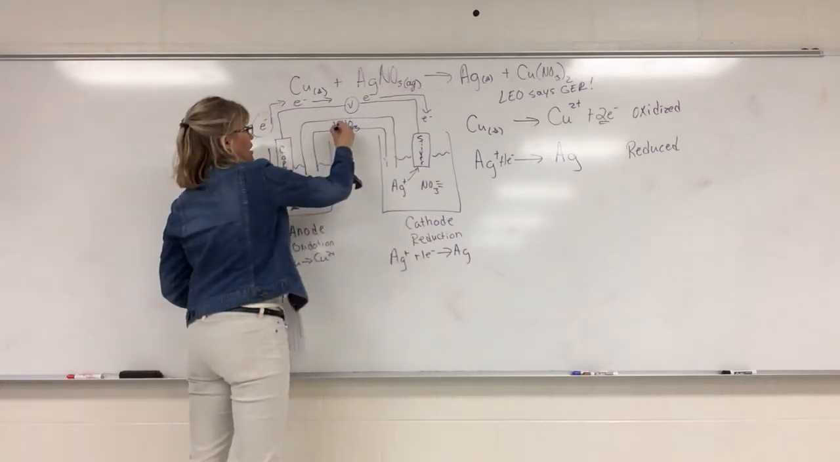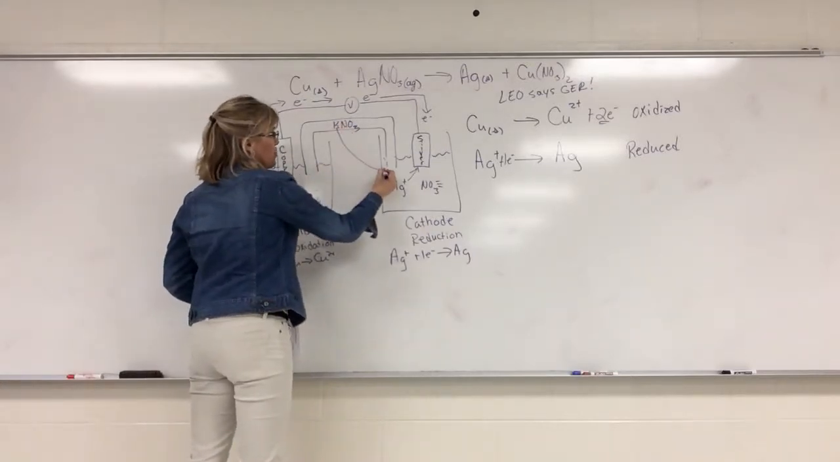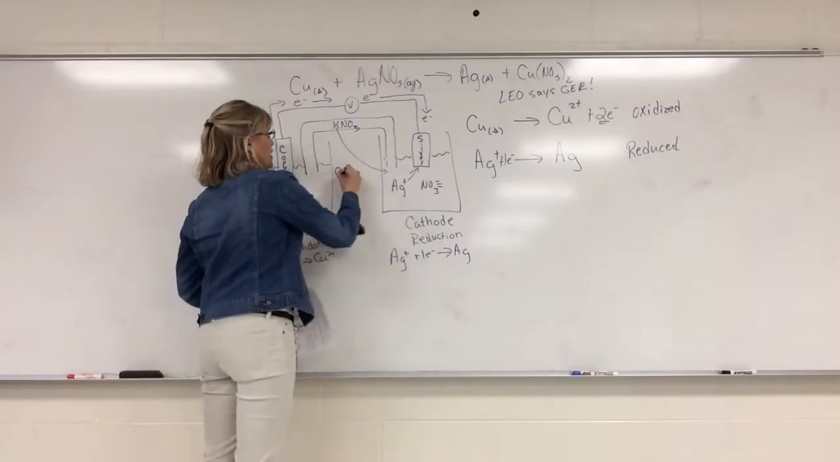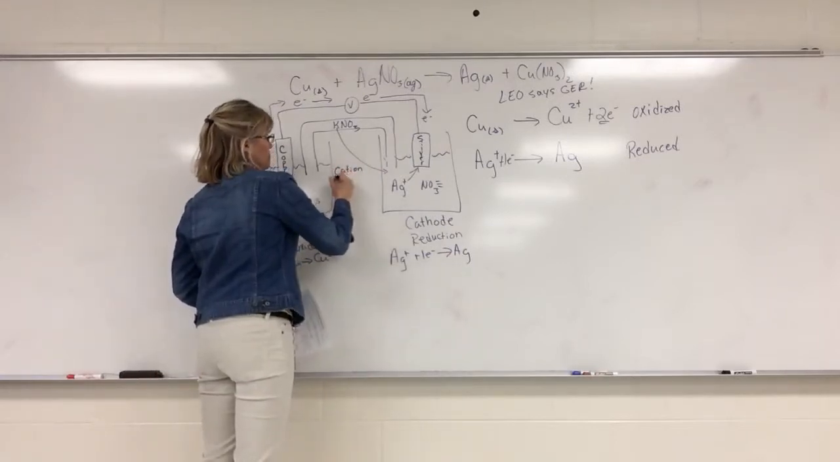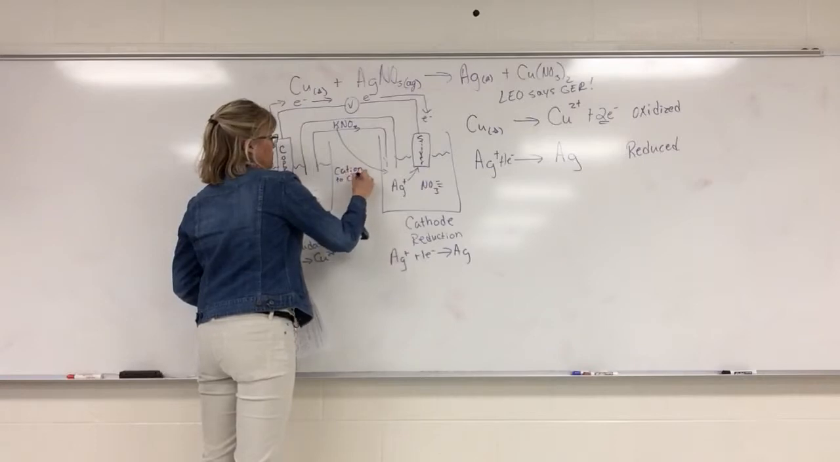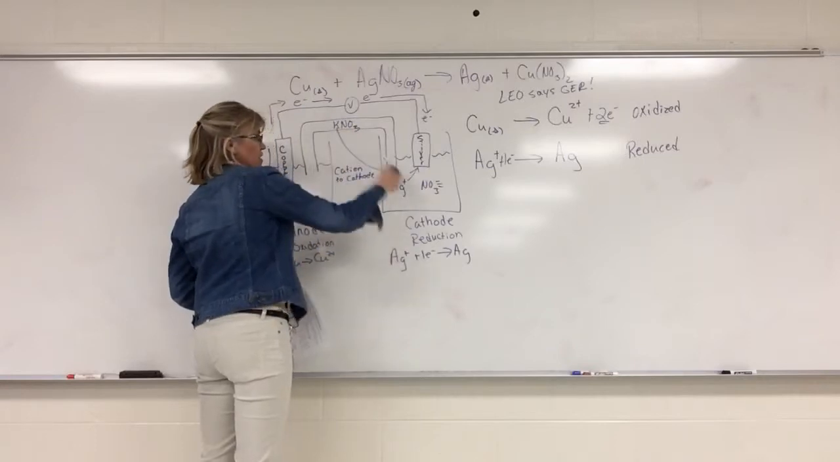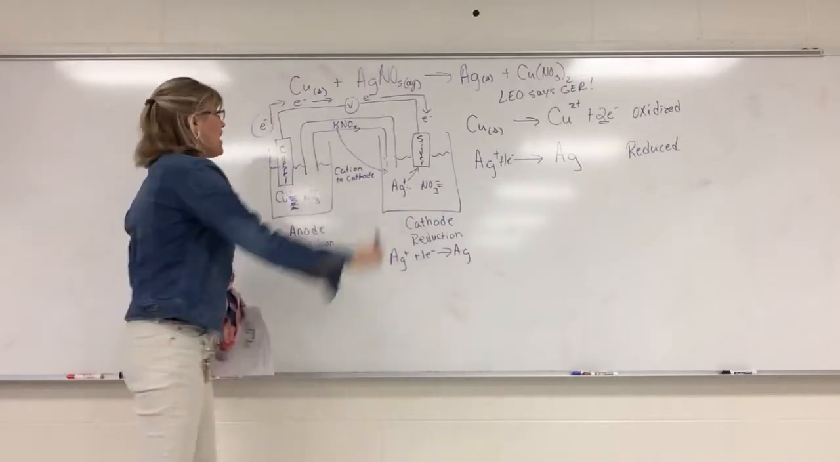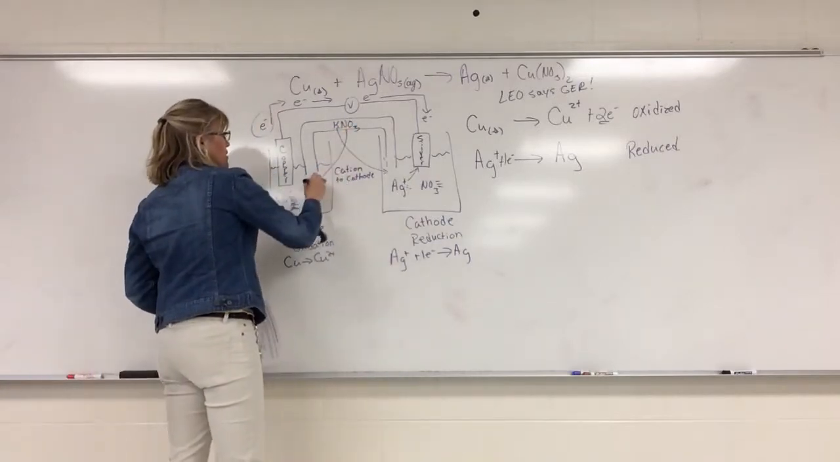All right, so the cation of the salt bridge will always go to the cathode. That should be easy to remember. Cation to cathode. And because we need to replace that positive charge we're losing, right? The anion will always go to the anode.